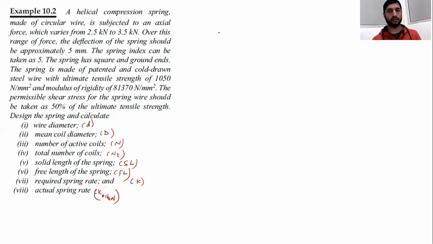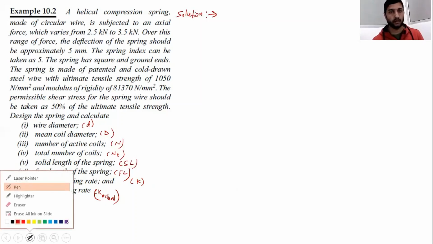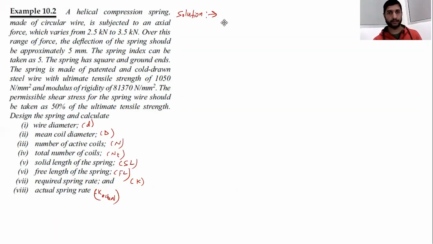So let us try to solve this question. Write all the given conditions that we have. Force is given to us, P, that is 2.5 kilonewton to 3.5 kilonewton. ये range दी हुई है. This is not a minus sign.